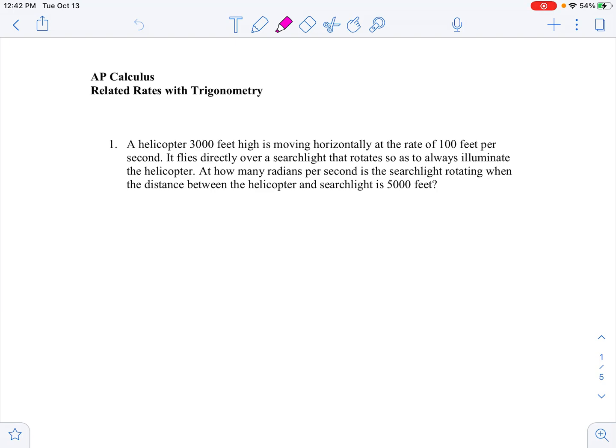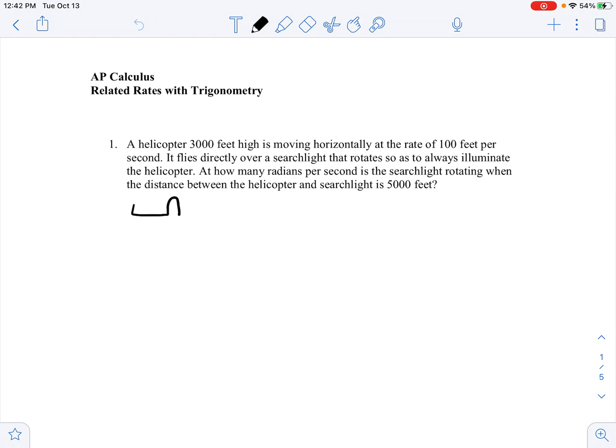In the first example, a helicopter is 3,000 feet high and is moving horizontally at a rate of 100 feet per second. It flies directly over a searchlight that rotates so as to always illuminate the helicopter. At how many radians per second is the searchlight rotating when the distance between the helicopter and searchlight is 5,000 feet? All right, let's start with a diagram here, kind of making sense out of what's going on, okay?